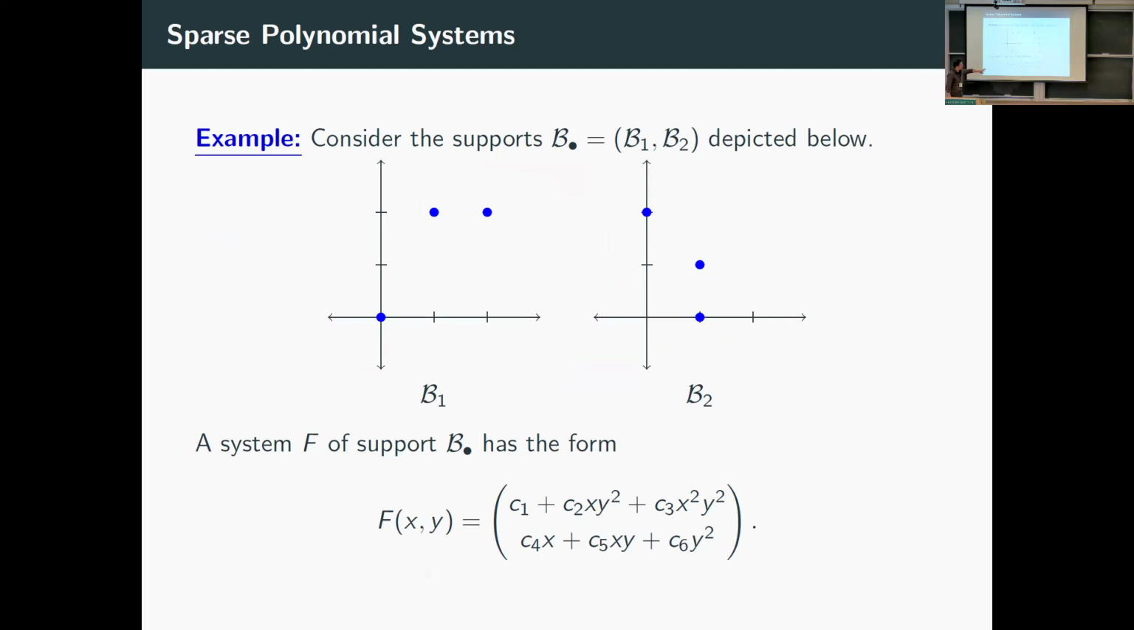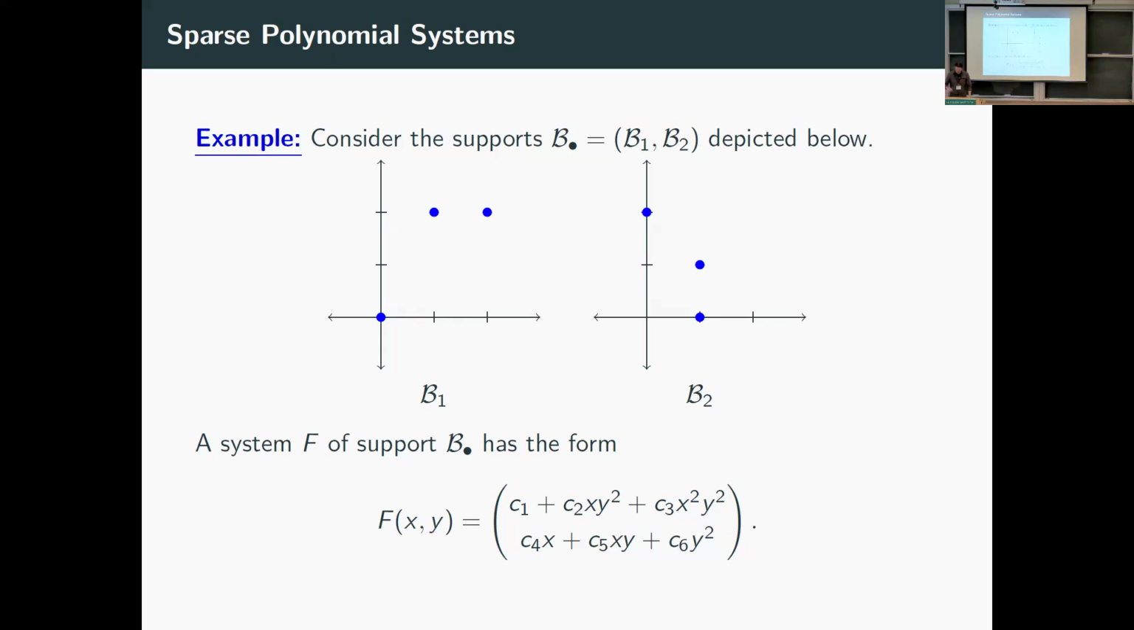We'll always work with these square systems. In this case, these are both sets of 3 points in the plane. So we'll have 3 monomials in each of our equations, corresponding to 1, xy squared, x squared, y squared. And this one will be x, xy, and y squared. And there are no typos, so that's good.